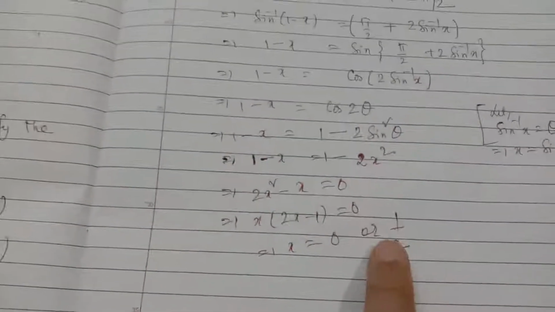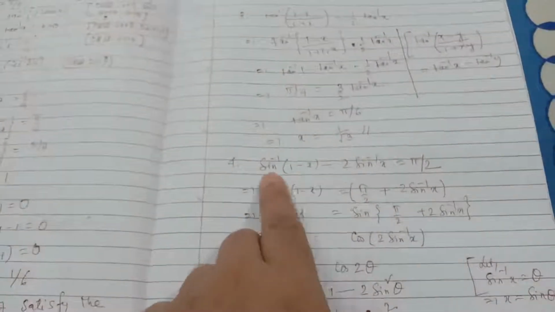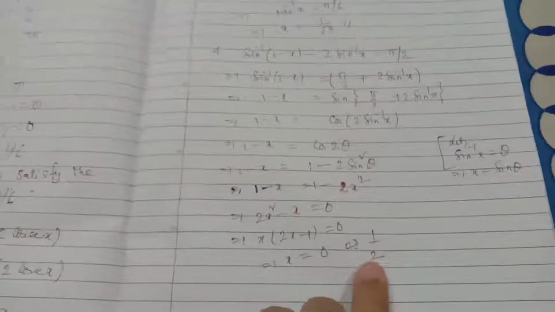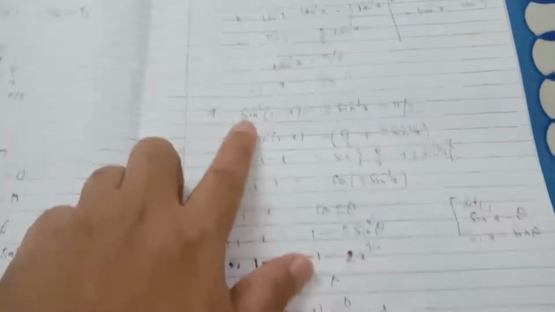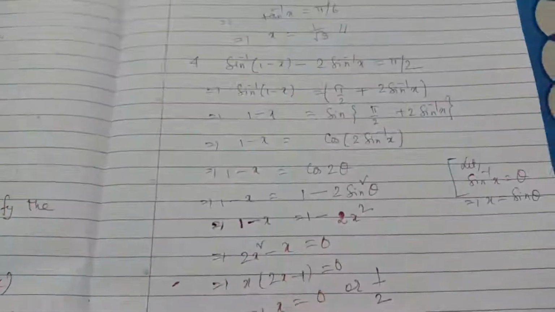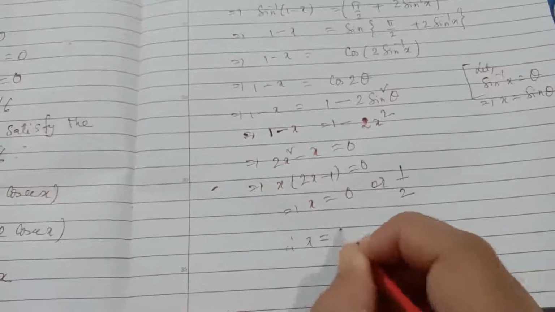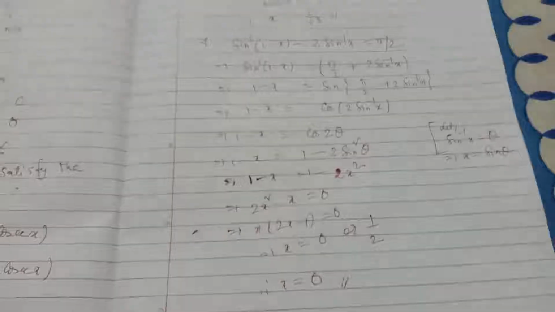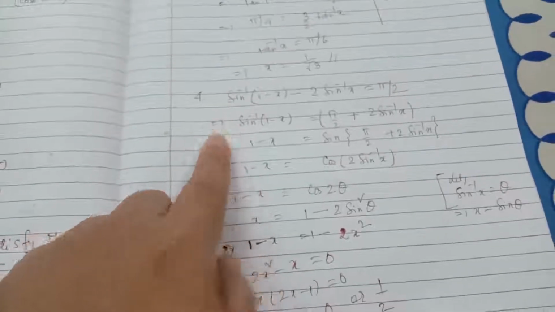But you can check, if you put x equal to half in this equation, left hand side will not be equal to right hand side. That means x equal to half does not satisfy this equation, so it cannot be a solution, and hence x must be equal to 0. So this is the solution of question number 4.